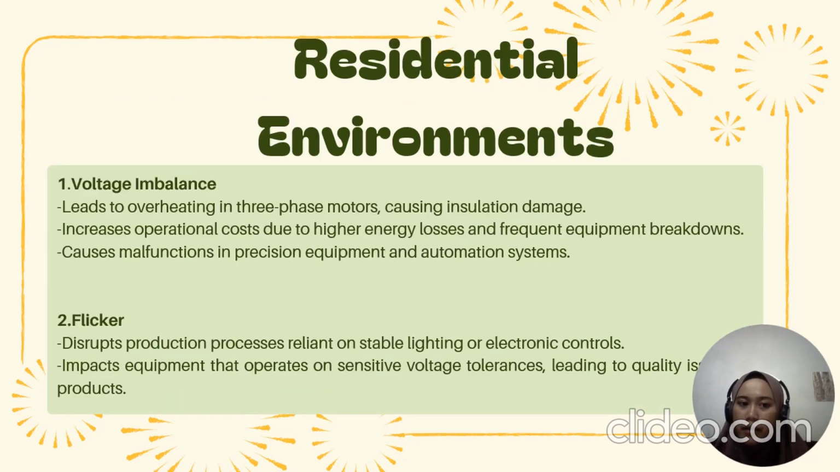For residential environments, first, voltage imbalance leads to overheating in three-phase motors, causing insulation damage. It can also increase operational costs due to higher energy losses and frequent equipment breakdowns. Third, it causes malfunctions in precision equipment and automation systems. For flicker, it may disrupt production processes relying on stable lighting or electronic controls. It can impact equipment that operates on sensitive voltage transitions, leading to quality issues in products.